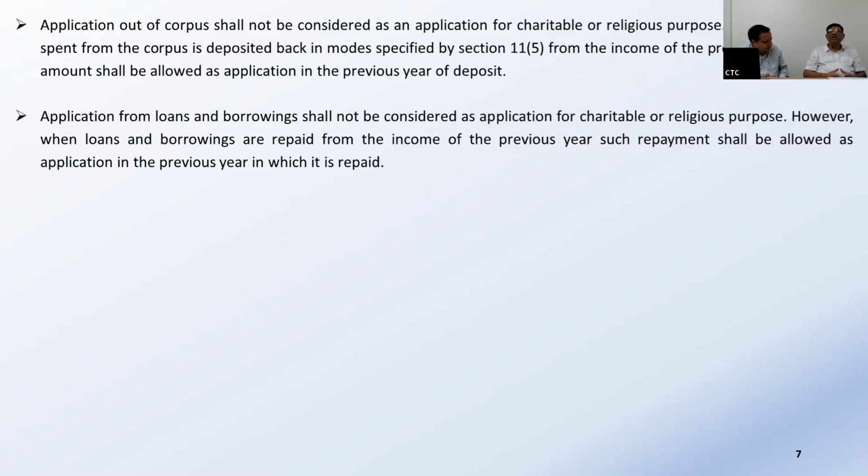Now I would like to say something more on this amendment. On the corpus, there were double deductions. We all agree, and the amendment is brought to cover that. Now corpus, once you receive it, you get exemption under 11 only. When you spend, you are claiming it as application of income. Now application of income is not allowed in that year, and they want that corpus to be spent or deposited into 11(5) modes and to be specifically maintained.